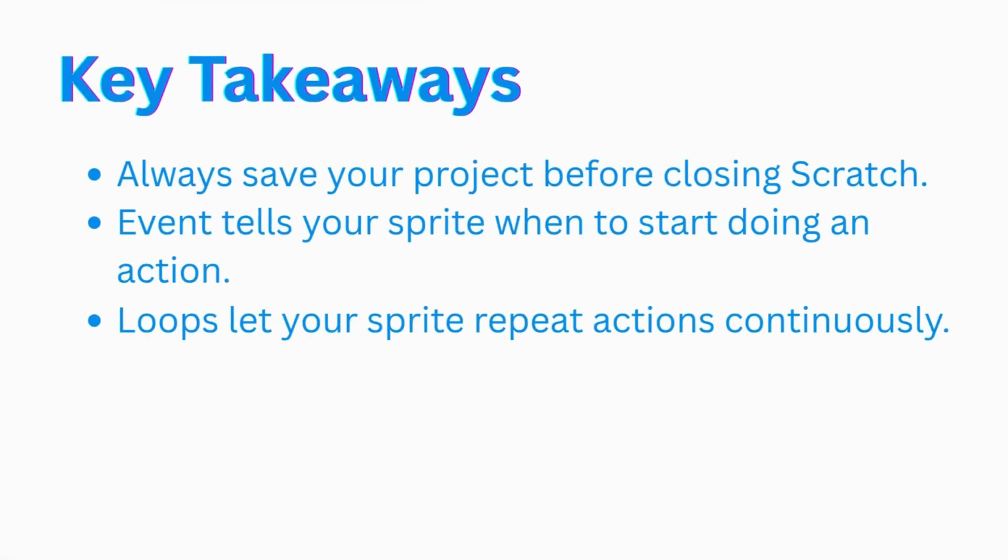Alright, so let's look at the key takeaways. First, you want to always remember to save your project before closing the Scratch interface because you don't want to lose your progress. Secondly, events and loops are fundamental concepts of programming. An event tells your sprite when to start doing an action, and loops let your sprite repeat actions continuously. In the next video, we are going to look at decision making in depth. You don't want to miss it, as decision making is also a fundamental concept of programming.